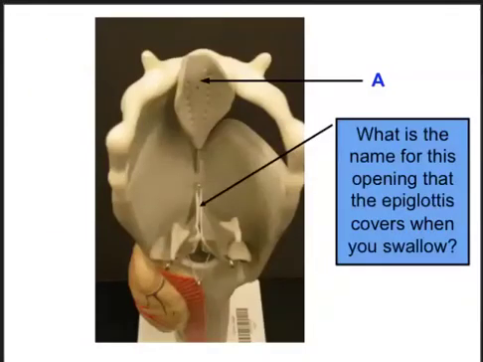Okay, in this panel, A is pointing to the epiglottis, and the name for the opening between these, representing here the vocal cords, is the glottis. So the epiglottis lies on top of the glottis. This is the posterior aspect of the larynx model, the one that lacks the soft tissue.